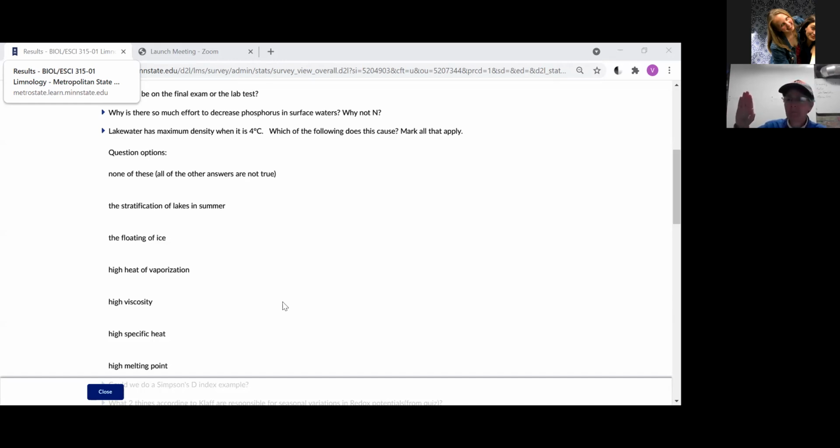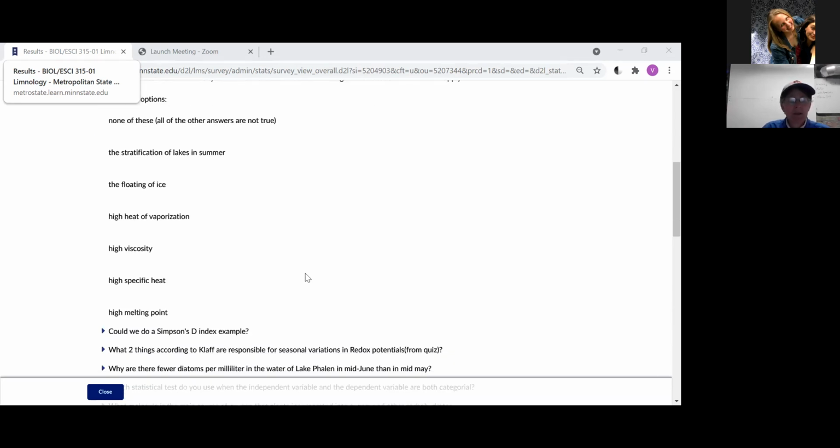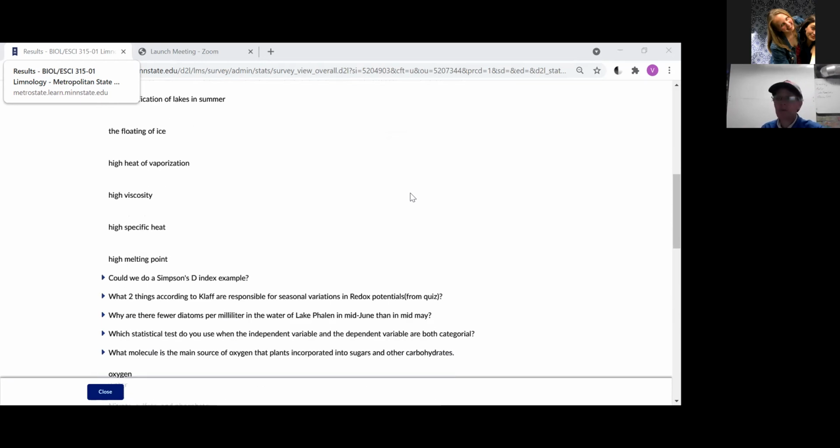Can we do a Simpson's D example? Yeah, let's just do a Simpson's D example. There are different versions of Simpson's diversity index. It's been around a long time and it's really useful, and it is used in a variety of different sub-disciplines of biology.